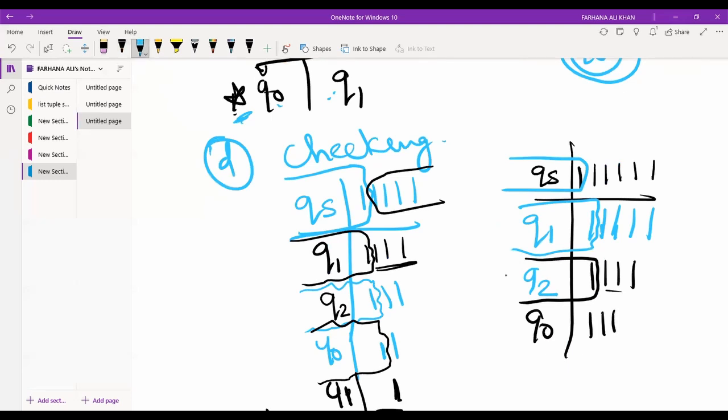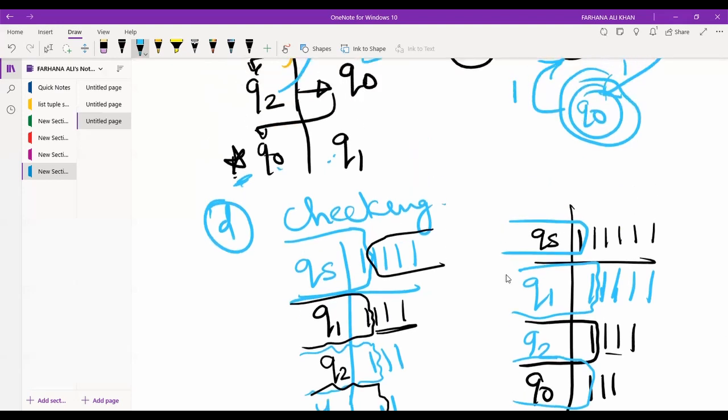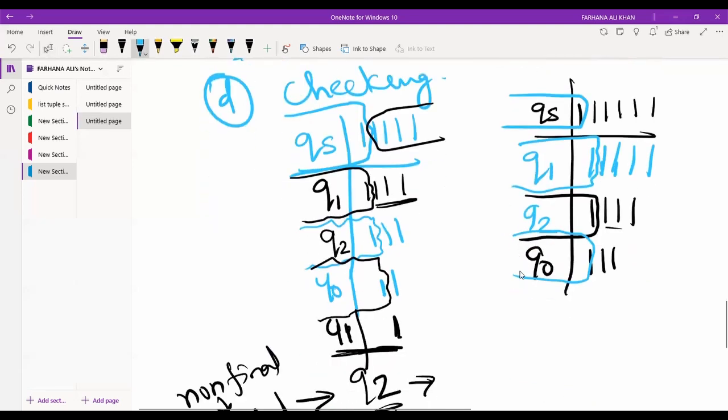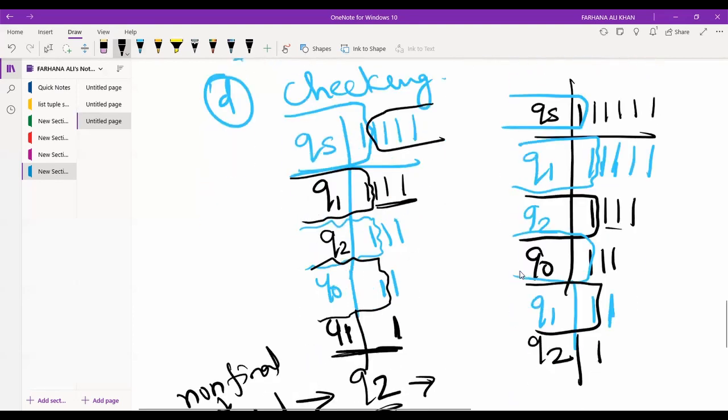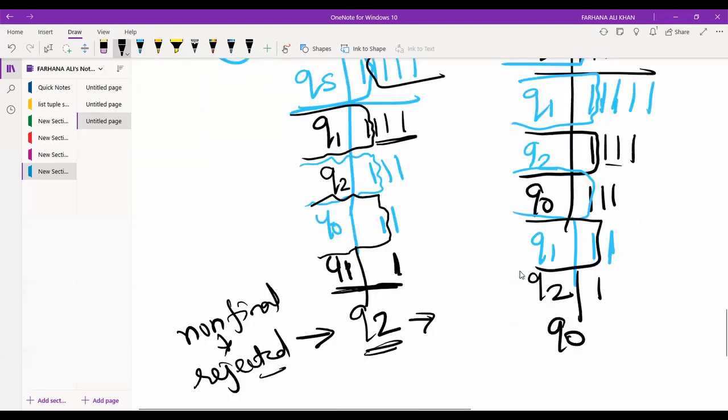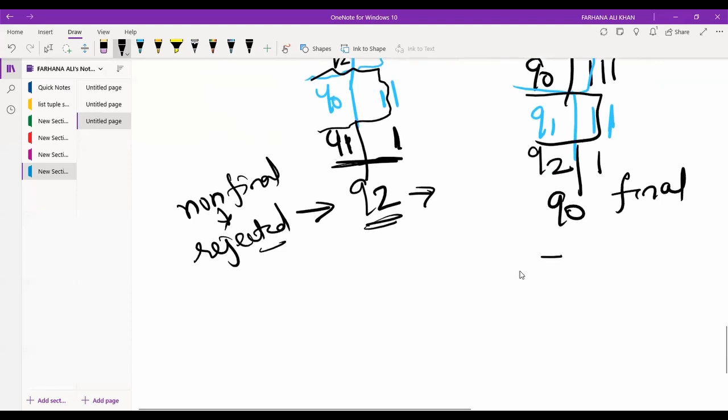Next we consider Q0 with 1. Where is it going? It is going to the Q1 state. So we got the Q1 state. Now we have 2 bits remaining. Q1 on 1 goes to Q2, and then Q2 on 1 reaches Q0, which is our final state. So whenever we end our solution in the final state, that means your string is accepted by your DFA.